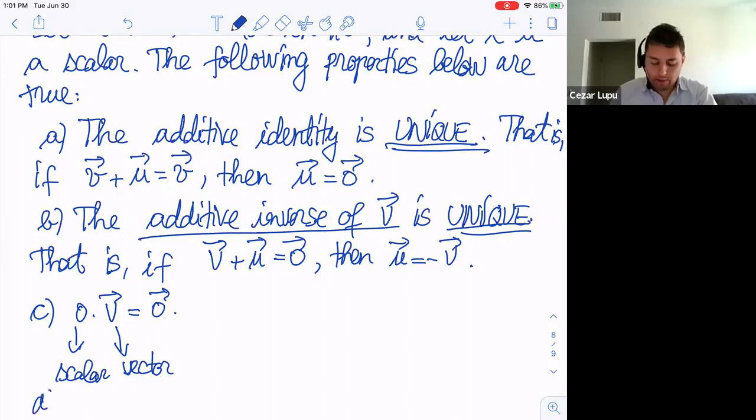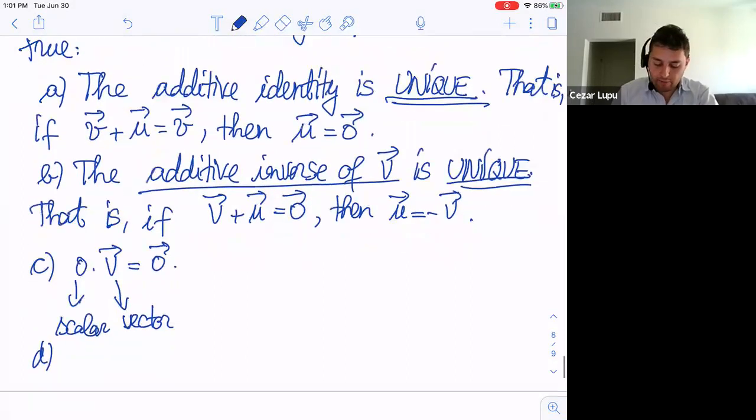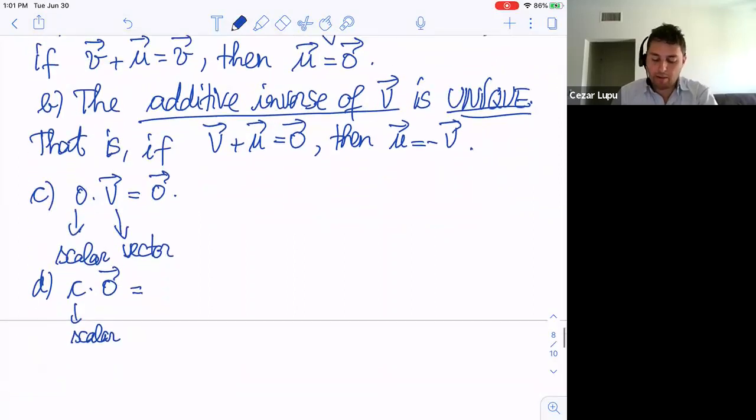Another property: if we have something like c times the 0 vector, it will give us what? I have a real scalar and I'm multiplying by the null vector. What are we going to get? We're going to get the 0 vector, right? So we're getting the 0 vector.